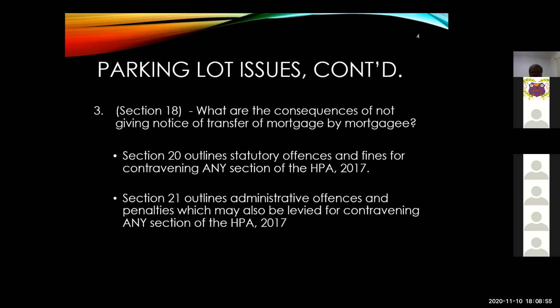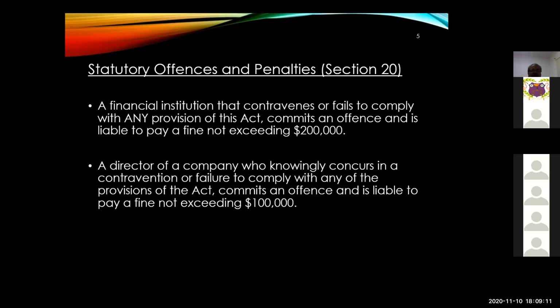But just to show you what those statutory offenses and fines are, how the fines are lined up, and also the administrative offenses. Let me just go to the next screen. So the statutory offenses and penalties in Section 20 state basically that a financial institution that contravenes or fails to comply with any provision of this act commits an offense and is liable to pay a fine not exceeding $200,000. So the fines are steep. Also, a director of a company who knowingly concurs in a contravention or failure to comply with any of the provisions of the act commits an offense and is liable to pay a fine not exceeding $100,000. Okay, and that's the statutory offenses.